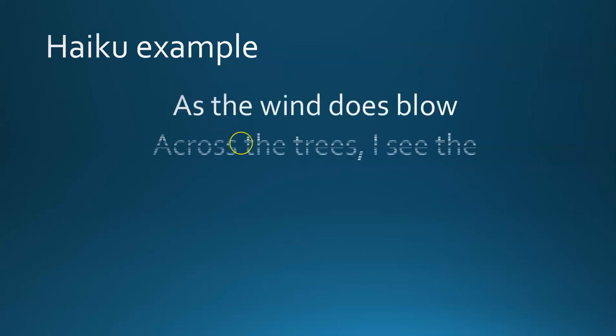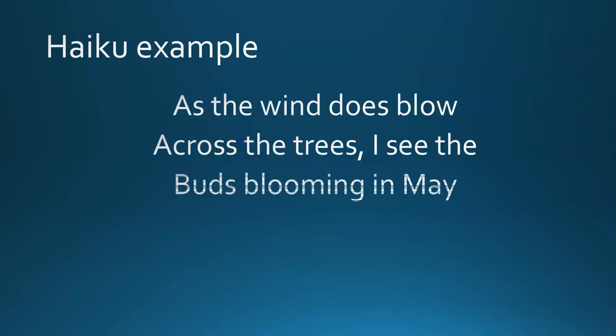As the wind does blow across the trees, I see the buds blooming in May. Okay, as the wind does blow. There's 5. Across the trees, I see the. That's 7 syllables. Buds blooming in May. 5. 5, 7, 5. So there's your haiku.